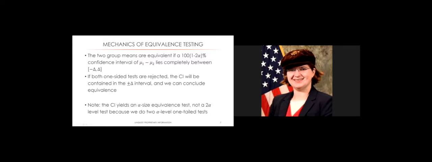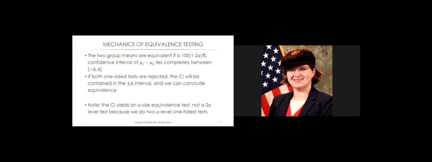Another way to look at it, you can always calculate a confidence interval on the difference between the two means. If you're doing the two one-sided test approach for equivalence testing, you can calculate a 100(1 minus 2 alpha) percent confidence interval on the difference between these means. And if that confidence interval lies within your equivalence criterion region, so negative delta to delta, then that is the same as rejecting both one-sided tests. So you could conclude equivalence.